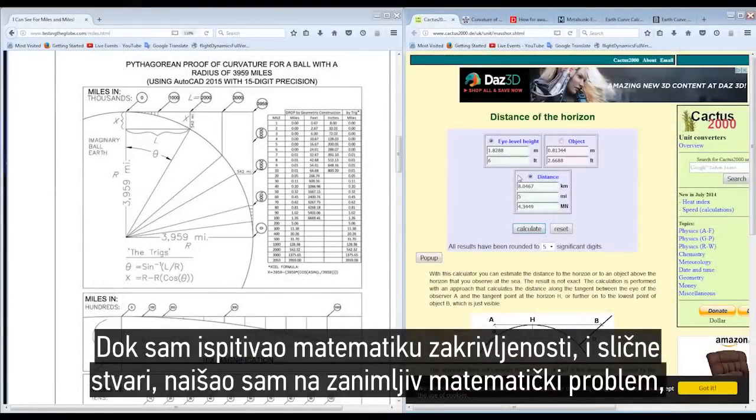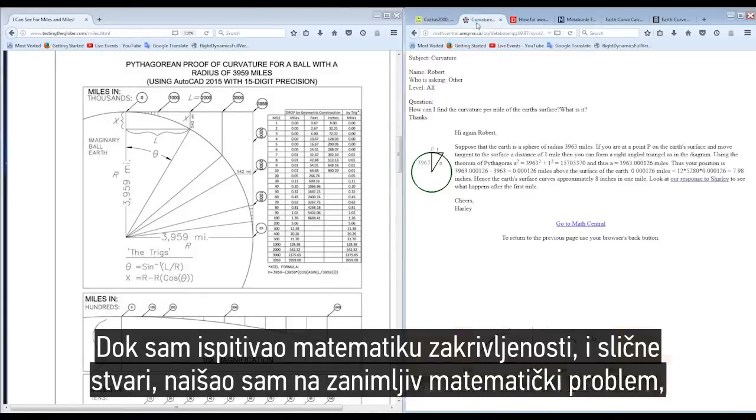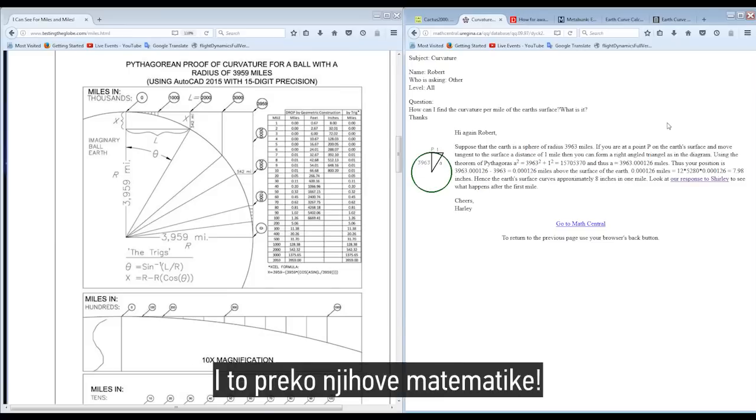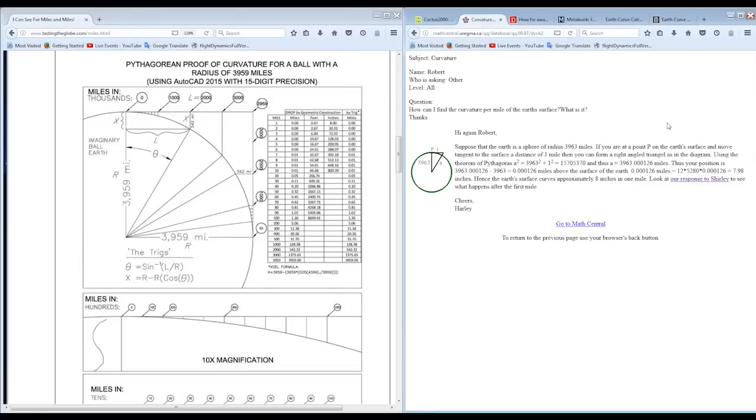While I was looking into curvature math and stuff like this, I came across an interesting word problem, which, ironically enough, absolutely nullifies the entire Ball Earth thesis. And it does so using their math. Check this out. All right.